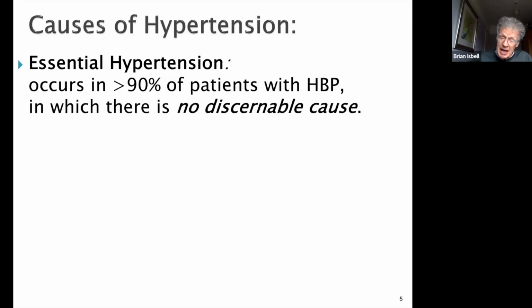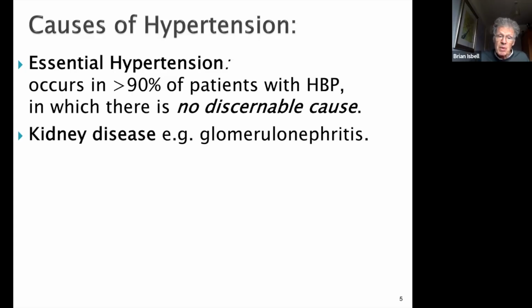Now, the thing is, there can be a reason, as you probably guess, for the remaining 10% or so who do have high blood pressure. So we do need to check those other reasons before we say, right, we're treating essential, we don't know what's caused it, but there are some where we do know there's a reason. One of them is if there's kidney disease.